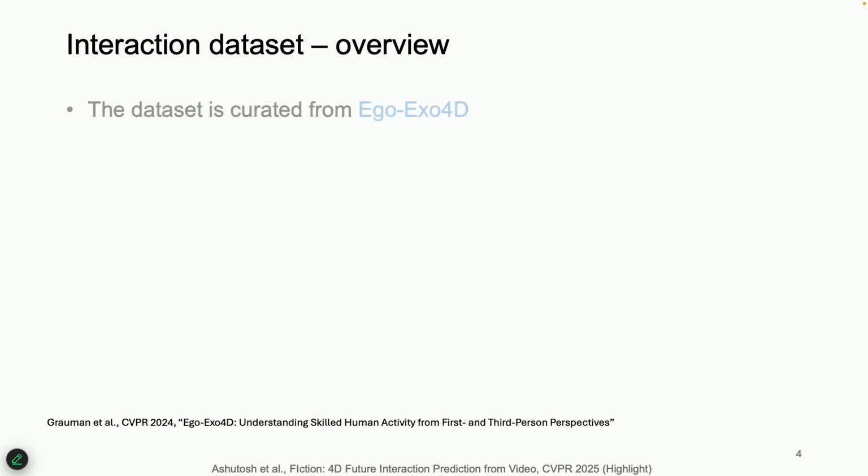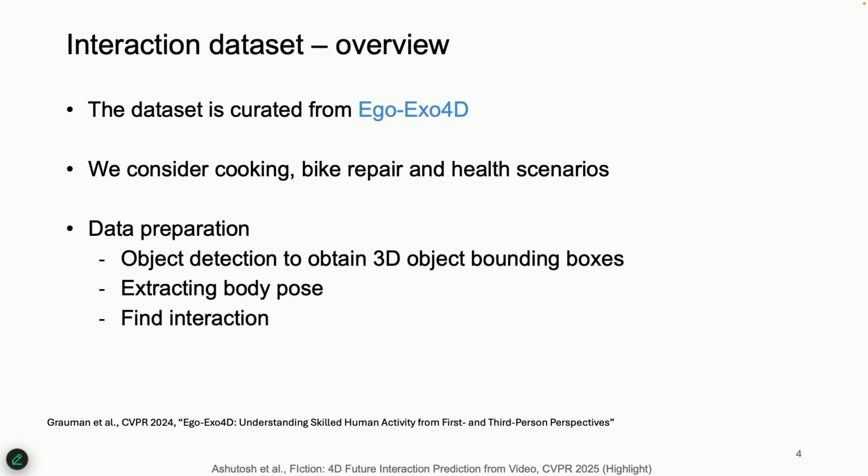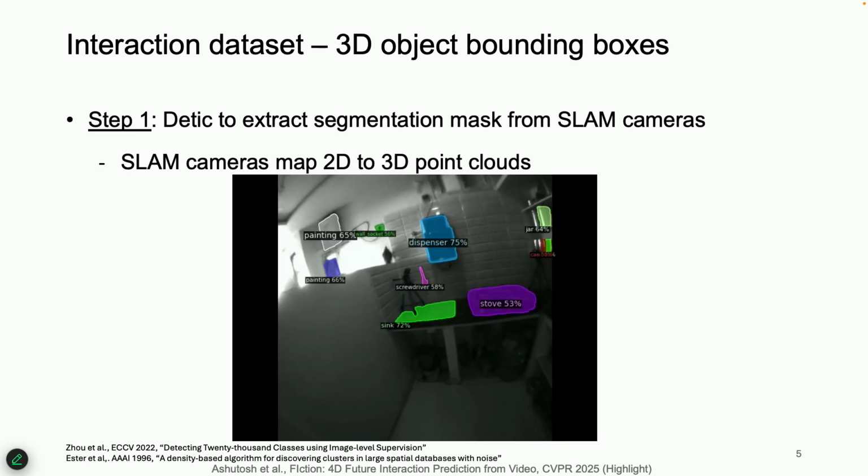Talking about the dataset, it is curated from EgoExo4D, and we use the ARIA glasses that were presented just now. We consider cooking, bike repair, and health scenarios in this work. The data preparation stage involves using object detection from 2D frames, and then using SLAM cameras to lift it to 3D to obtain bounding boxes, followed by extracting body pose, and finally finding interactions. I'll quickly go over each of them.